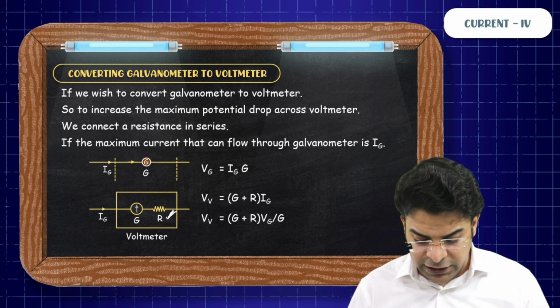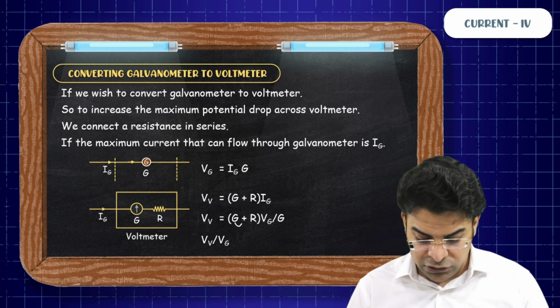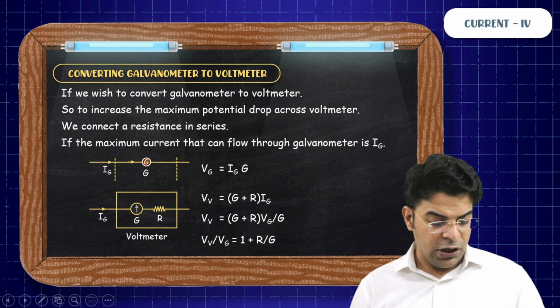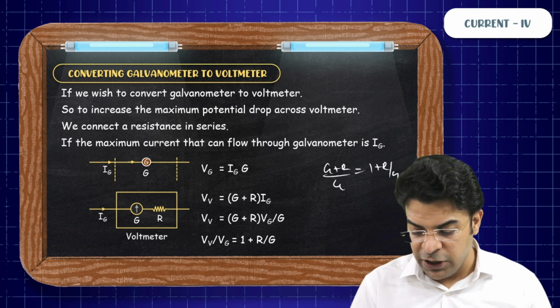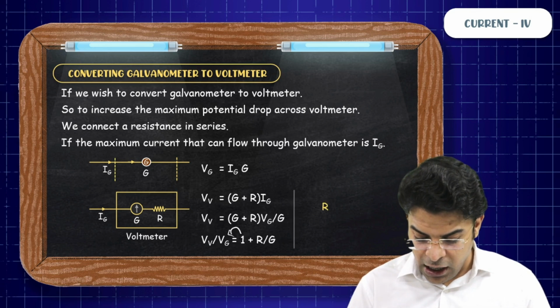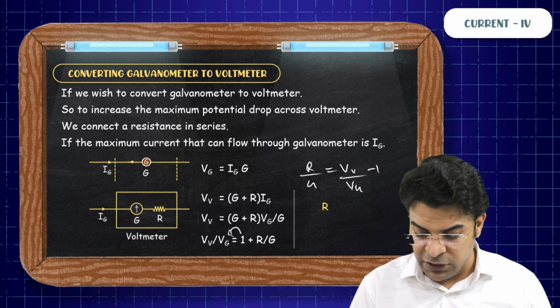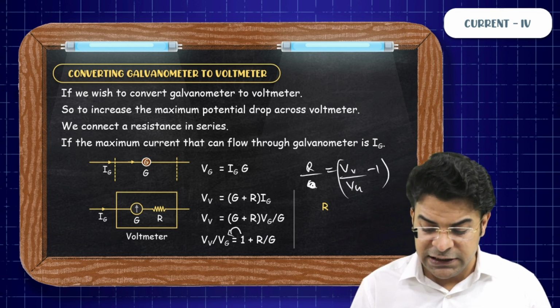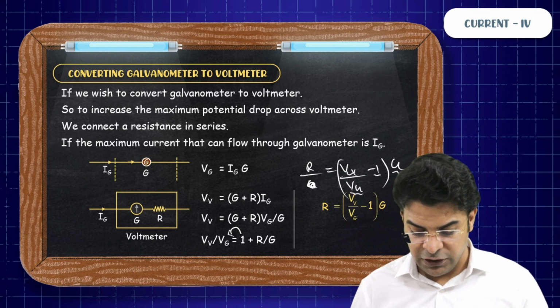So you can rearrange this and write Vv by Vg, bring this down, equals to G plus R by G, or G plus R by G can be written as 1 plus R by G. Now bring this one to the left hand side, so you get R by G equals to Vv by Vg minus 1, or the series resistance has to be equals to G into Vv by Vg minus 1.